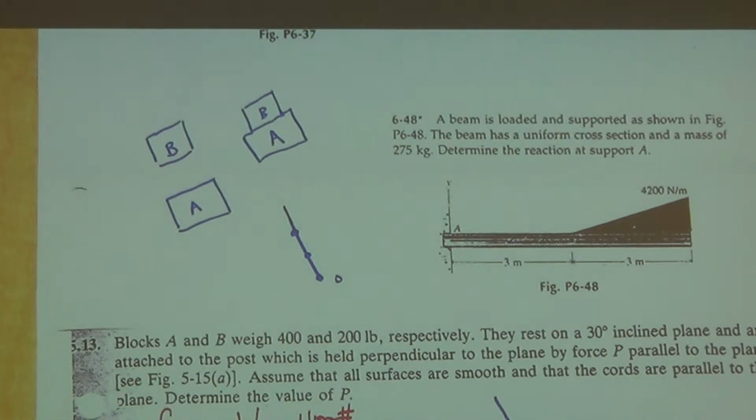Okay, so the only things in the words that are not in the picture are the two weights, weight of A and weight of B. And what they want you to do is find P.